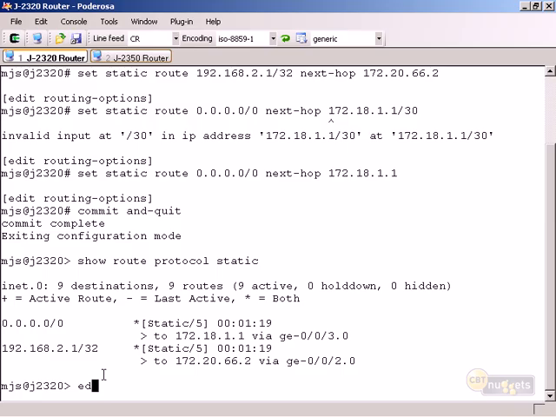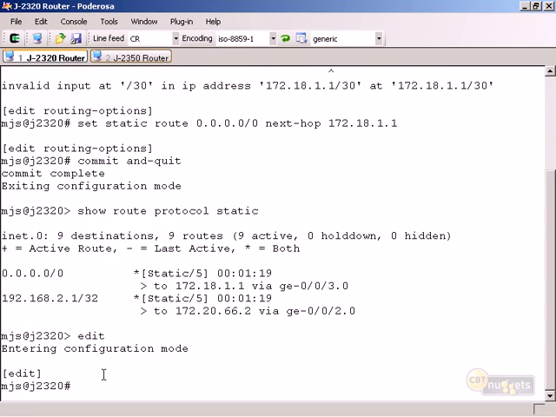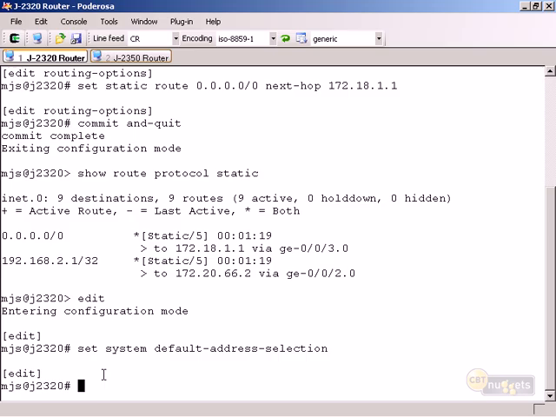So the way that we do that, and I want to do this on all my routers, but I'll show you the command here on the 2320, and that is the command to set the system default address selection. And that right there is going to make the loopback address the source address for all the IP packets sent from this router and my other routers. Awesome. So make sure you remember those commands. Make sure you remember how to do the static route. Well, really everything I taught you in this nugget.